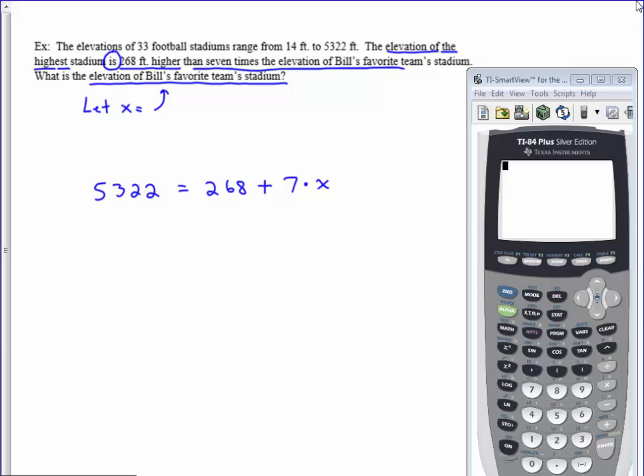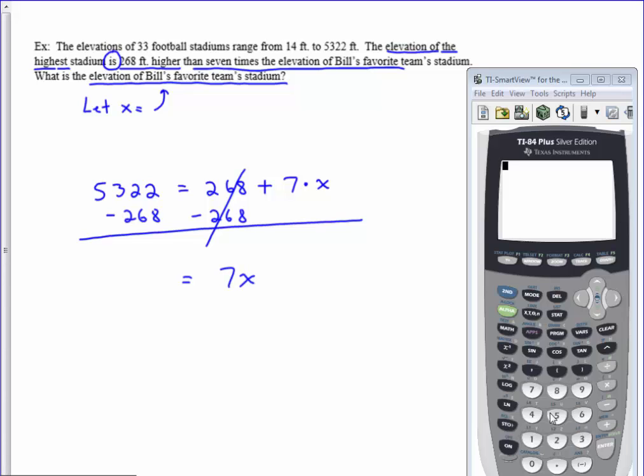So starting by letting x be that unknown quantity, the thing that we knew nothing about from the problem, allowed us to go back and read through the problem and basically translate it word for word into some type of equation. Now that we've got the equation, we can solve. So in this case, we would subtract over 268. The 268 would cancel, leave us with just 7x on the right side.